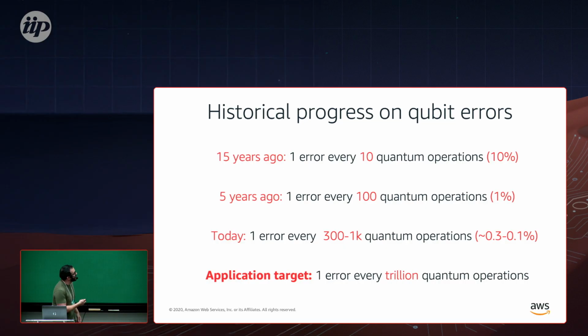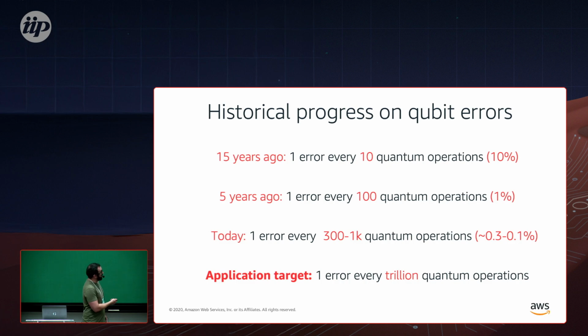So 15 years ago, we had like a 10% error rate for 2-qubit gates in many experimental platforms. 5 years ago, it started getting better. It was like 1%. Today, it's getting better again in many different settings. We are approaching 10 to the minus 3 error rates, 0.1%. So that's all great, right?